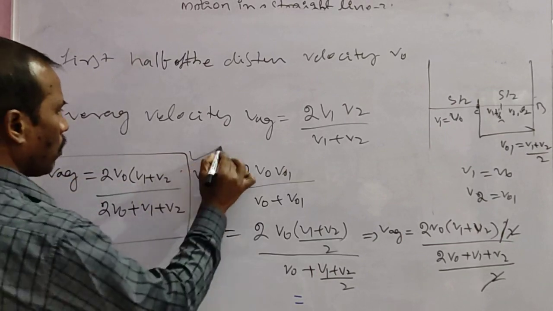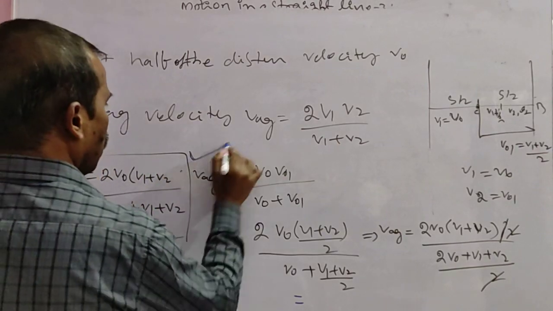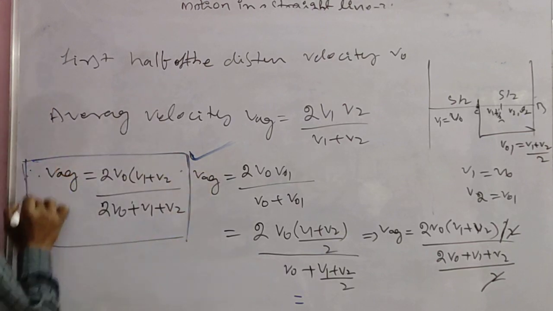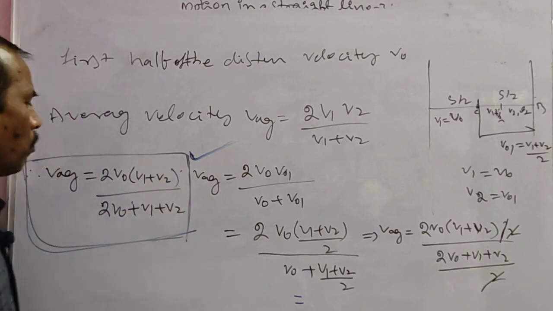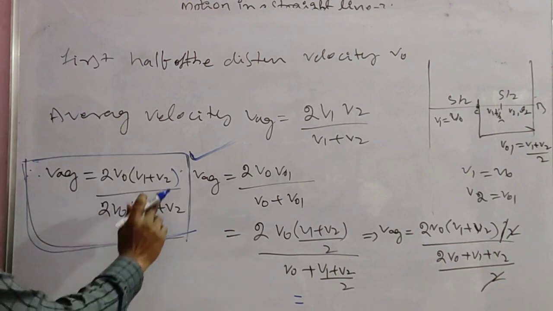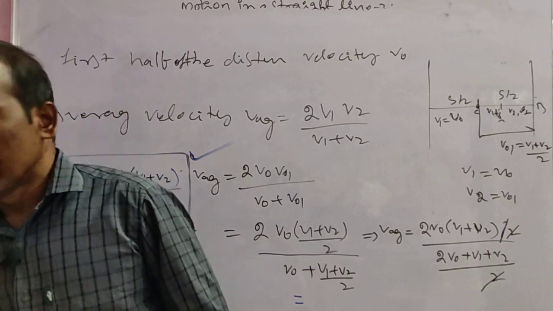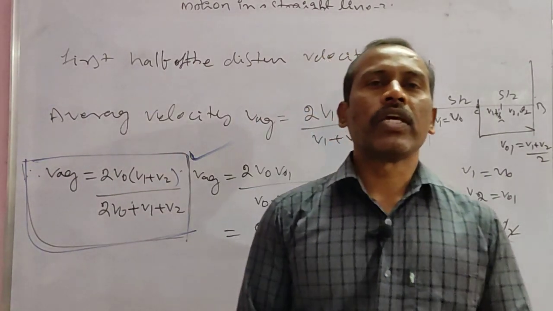Very important problem, this is used for JEE Mains and NEET problems. Very most important problem. Okay, note this one. So the average speed of the particle is equal to v naught into (v1 plus v2) by (2 v naught plus v1 plus v2). This is the answer.